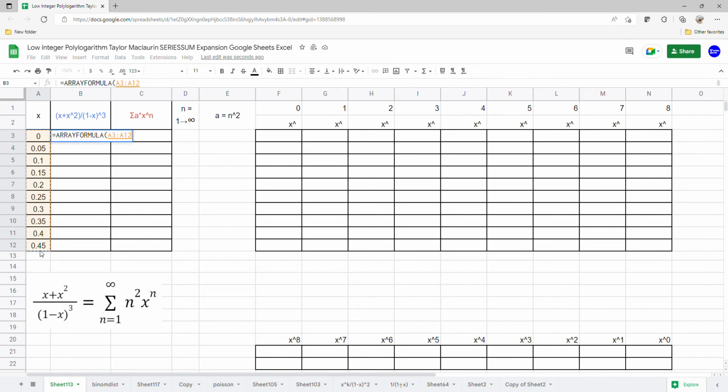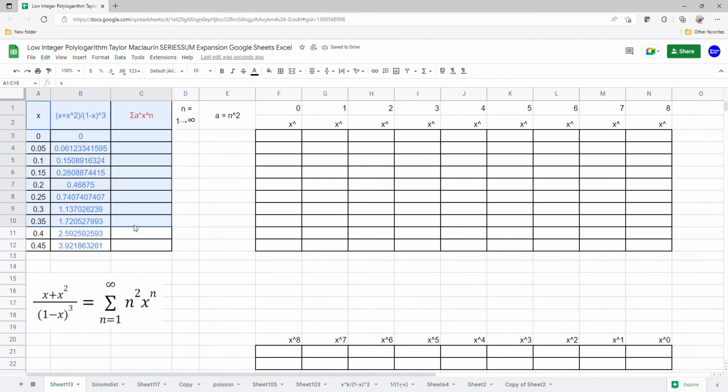x plus x squared raised to the power 2. And we enclose this in parentheses. And this quantity is divided by, and our denominator will be 1 minus x to the power 3. So the quantity 1 minus x raised to the power 3.